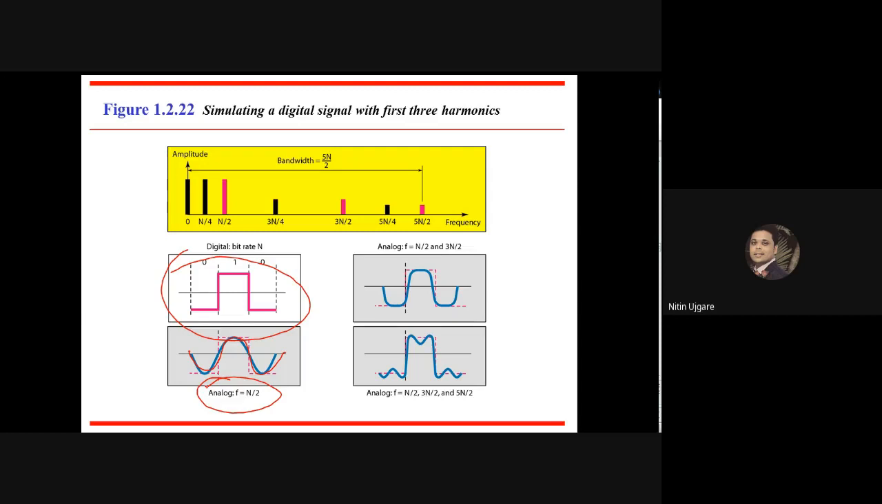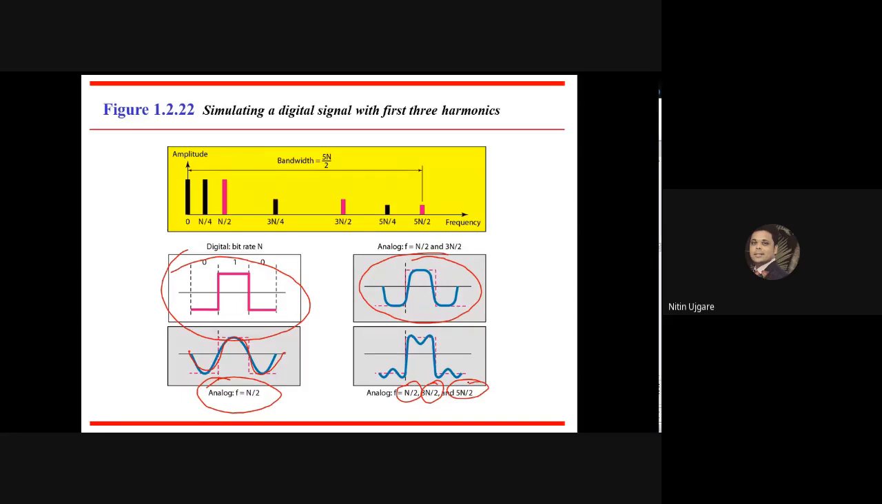And if your digital signal looks like this, then its bandwidth will be calculated as n divided by 2, or it may be 3n divided by 2, or 5n divided by 2. So we can have the first three harmonics. First three harmonics means what? It has different bandwidths. We can send this digital signal using three different bandwidths. So this is low bandwidth, this is medium bandwidth, and this is high bandwidth.